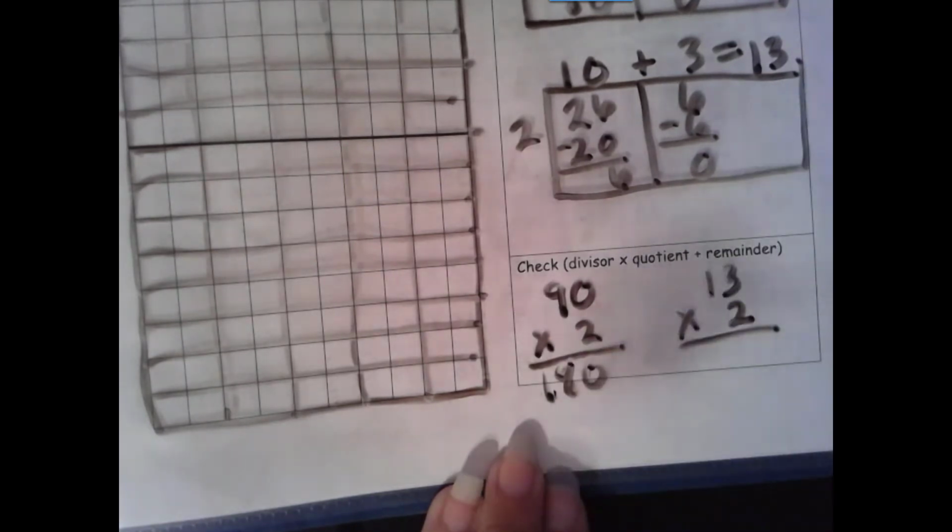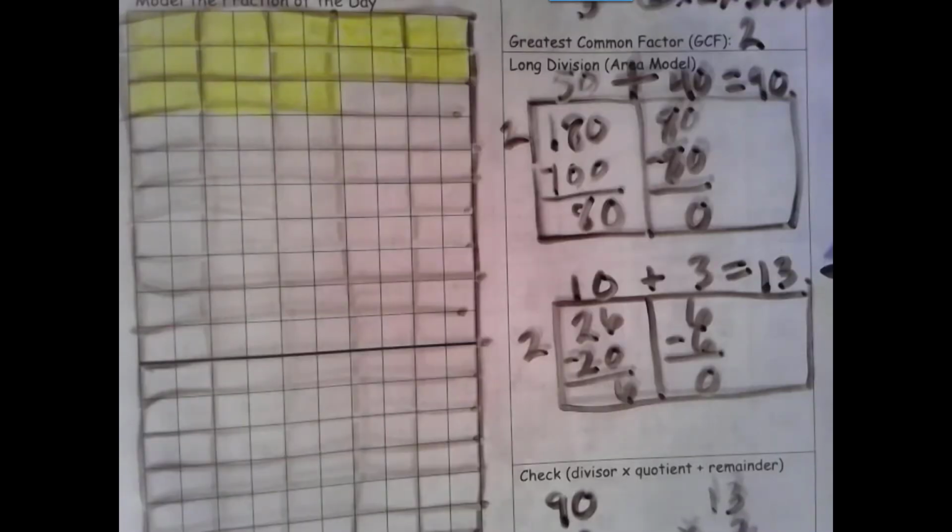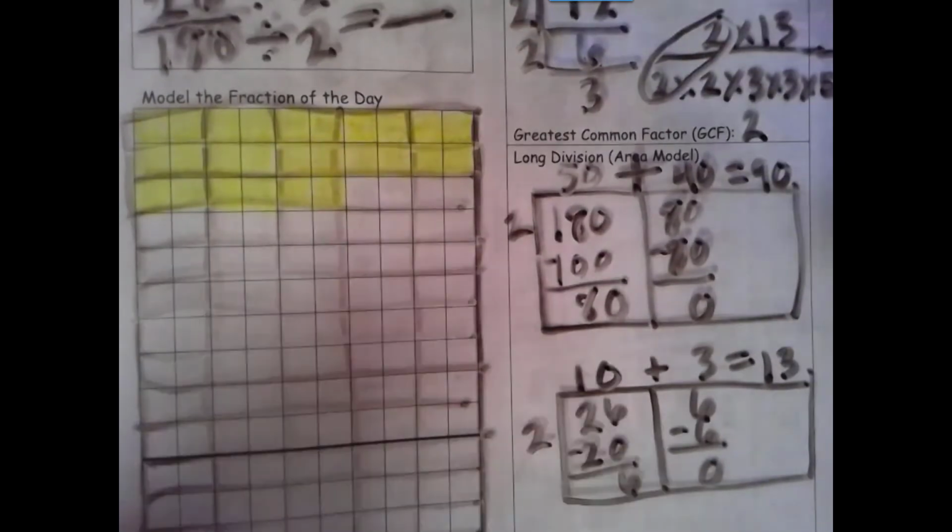2 times 0 is 0. 2 times 90 is 180. 2 times 3 is 6. 2 times 10 is 20. So 26 matches my dividend here, check. 180 matches my dividend here, check. So that means 13 is definitely my numerator, and 90 is definitely my denominator.